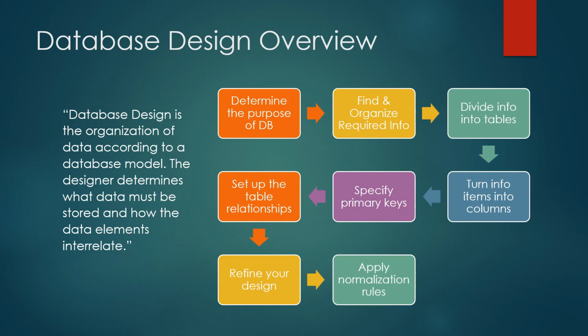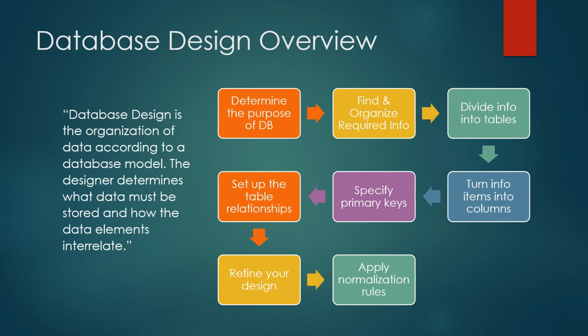Now, the process of database design typically involves the following steps. One is to determine the purpose of your database. And this is going to help you prepare for all of the other steps that we're going to follow. The next one is to find and organize the information that's going to be required. So we're going to gather all of the types of information that you might want to record in your database, such as a product name or order number.